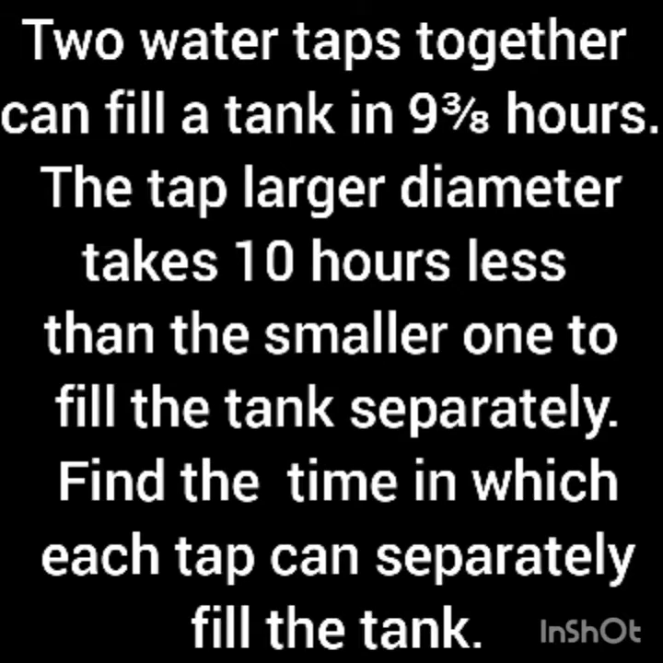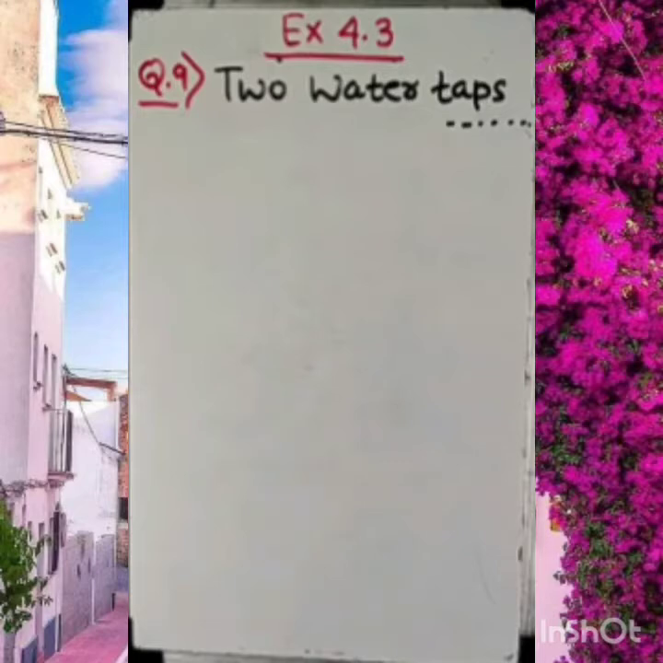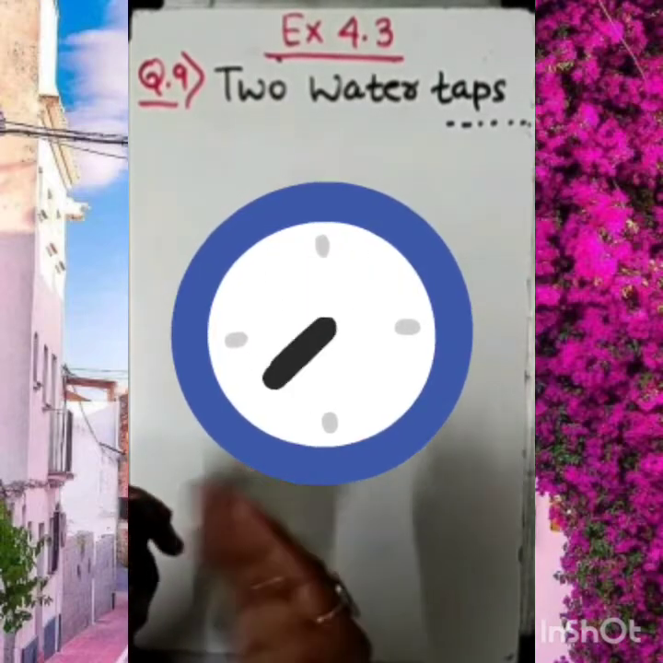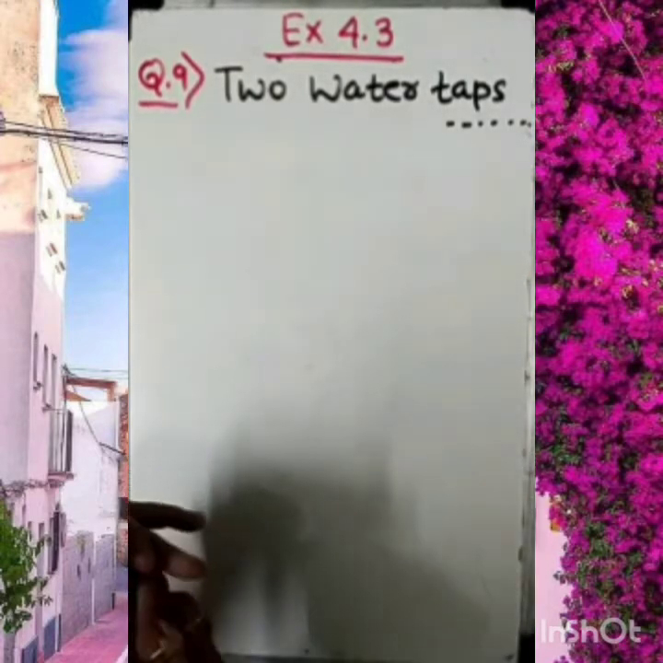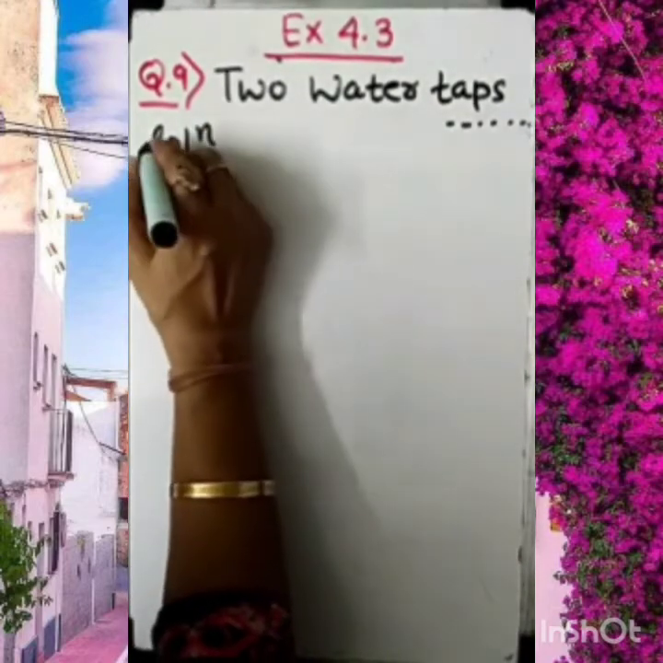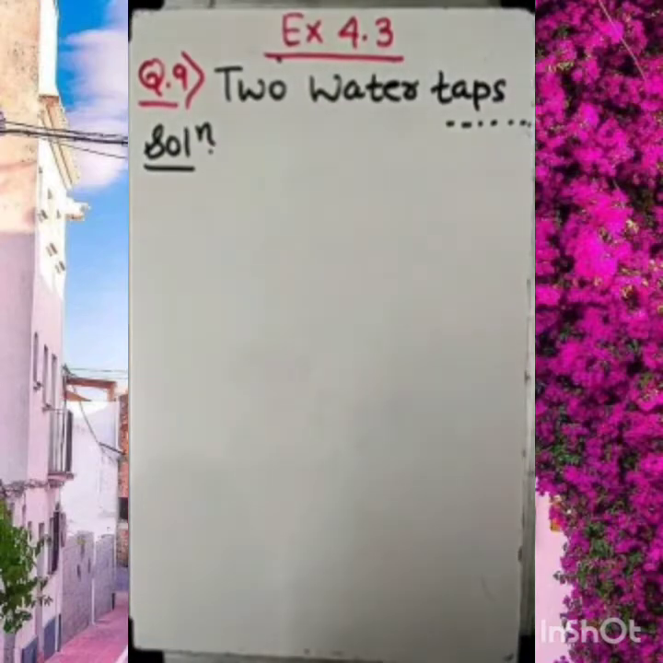Dear student, here two types of taps are there. Which two types? You can see here in the question. One of them is a smaller tap, another is a larger tap. So if we do not know how much time it is taking in completing that, what we are going to do, let's start the solution, and we are assuming x time duration for the smaller tap.